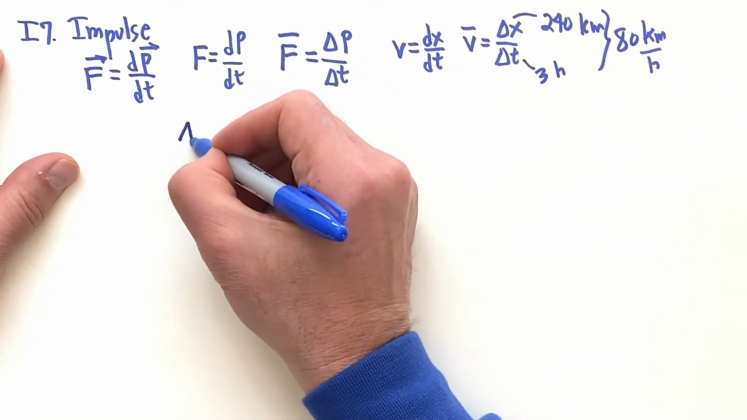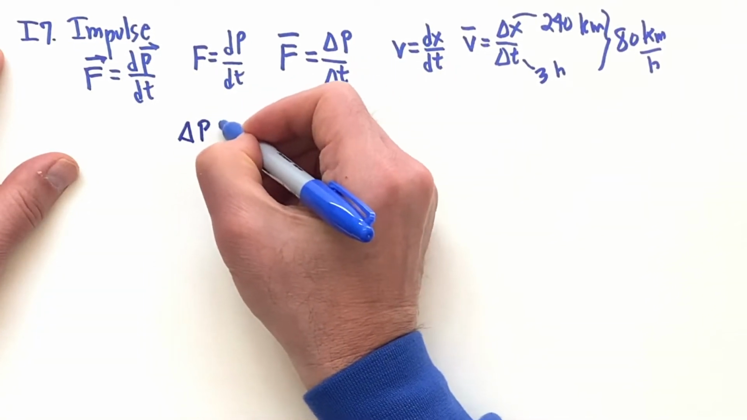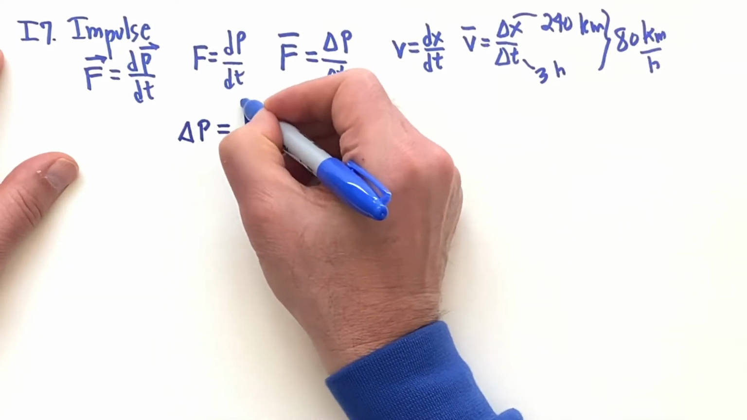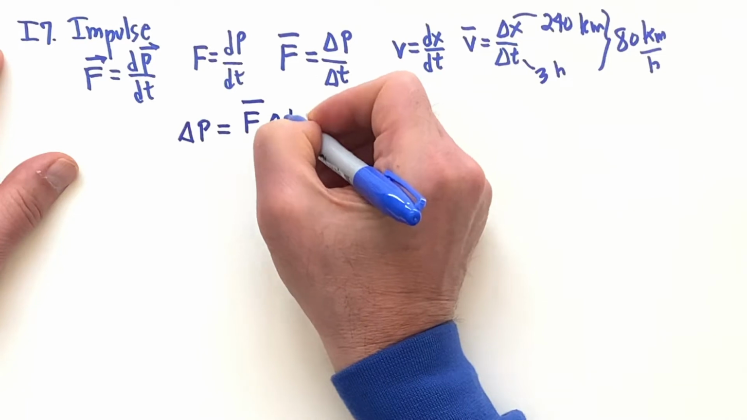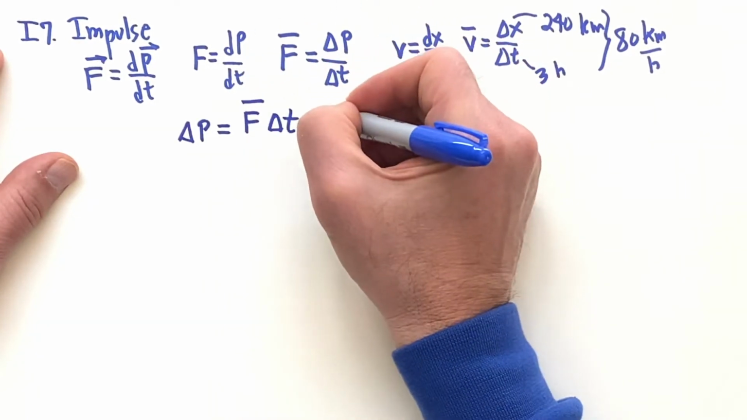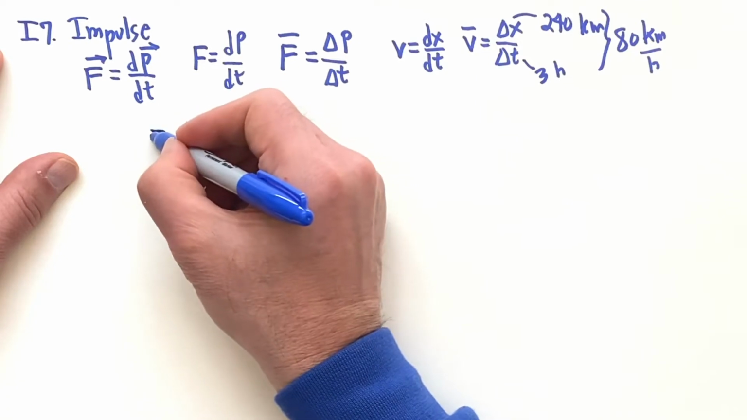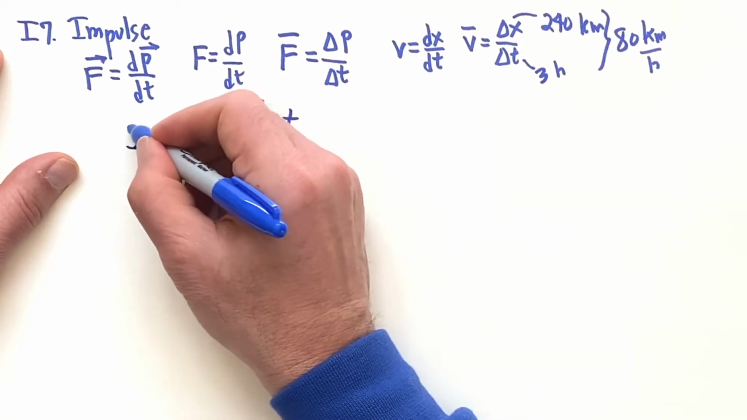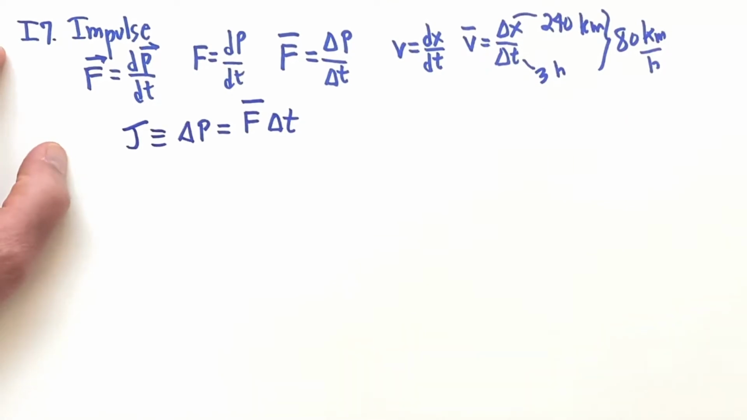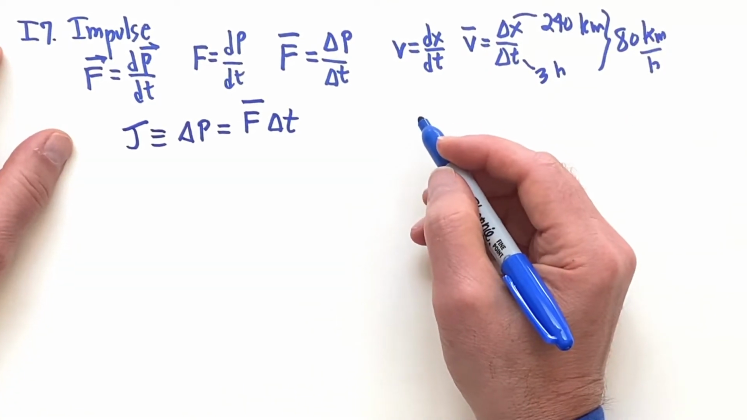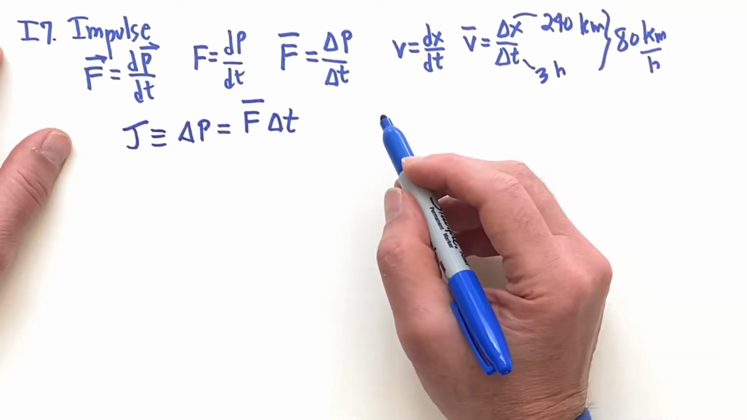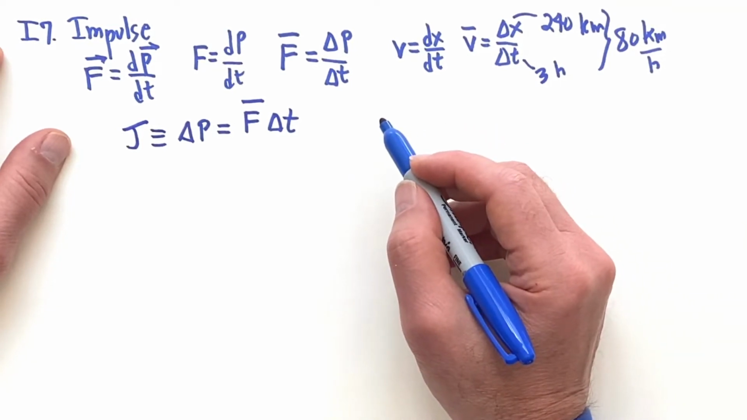Now, the impulse is defined as the change in momentum. So it's equal to the average force times delta t. This is what the impulse is, and by definition, they assign it the letter J. So that's the impulse. And I'm going to show you now that in analyzing collisions, this concept is useful.